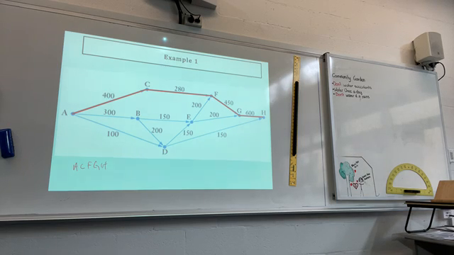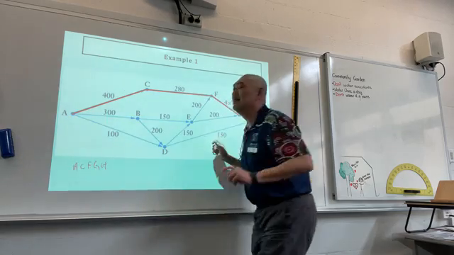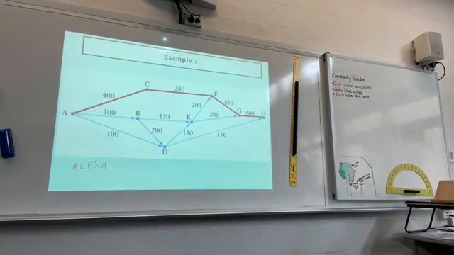Now, looking at all this, which one is the limiting factor? 280 is the limiting factor. So although 400 can come out from, oh, let's go back one step. My fault. I forgot to identify the sink and the source.